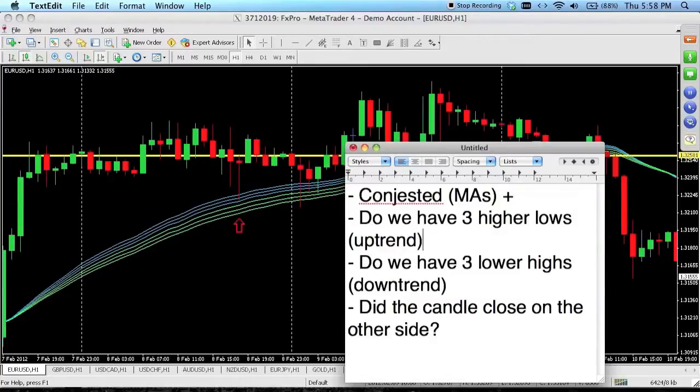Don't worry, you don't need to write this down. I will have this video recorded. It will be up on YouTube and the websites everywhere you can think of. So yes, this is an uptrend, this is a downtrend. And did the candle close on the other side? No. So from all these criteria, one of them was incorrect. So this all in all would be an invalid trade.